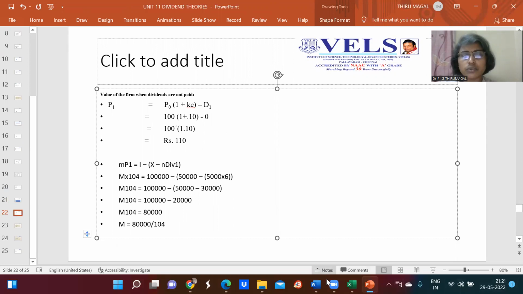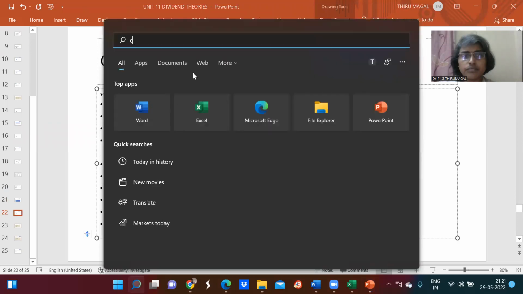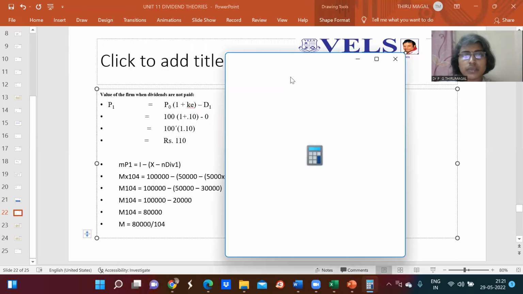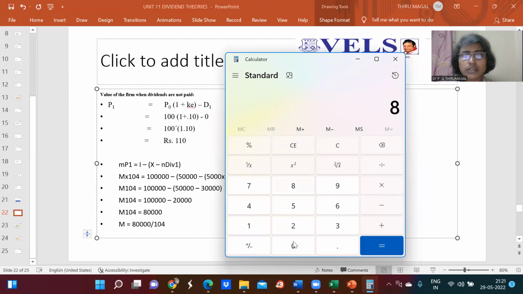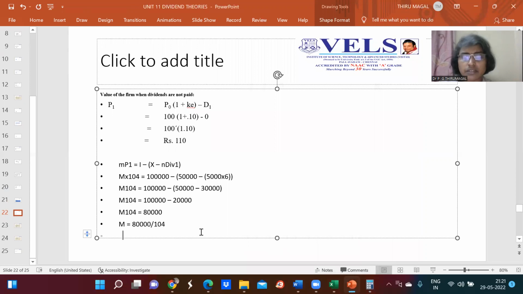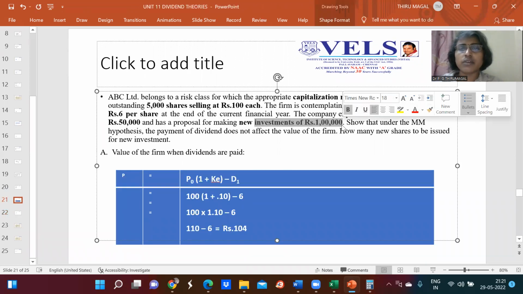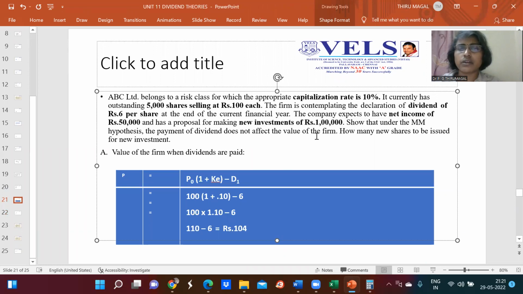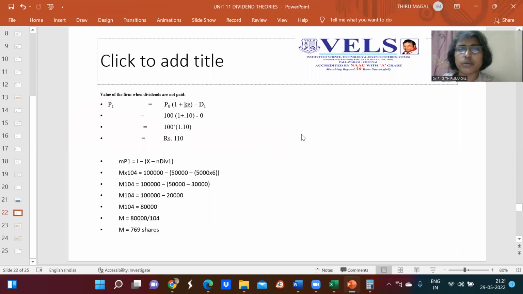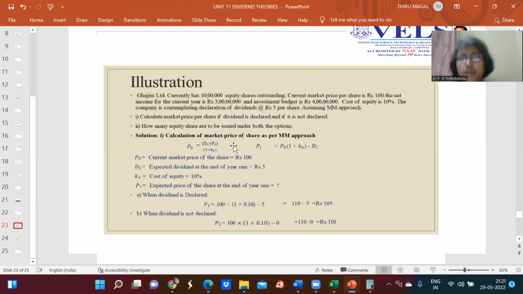So 80,000 divided by 104. When we divide these two, we get 769.23, which means 769 shares. So M equals 769 shares. The new number of shares the company wants to issue is 769 shares, to get an additional investment of 1 lakh rupees from the existing shareholders or new shareholders. So this is the MM hypothesis problem, and it has been proved with this problem also.